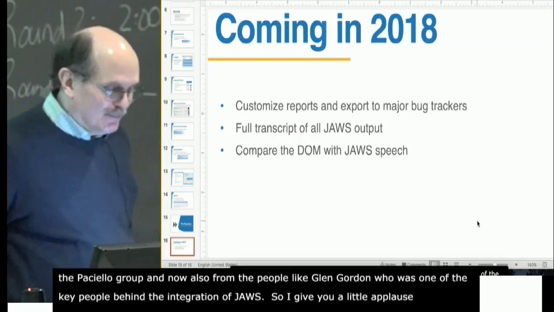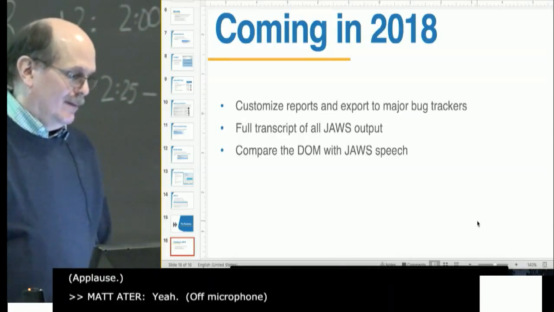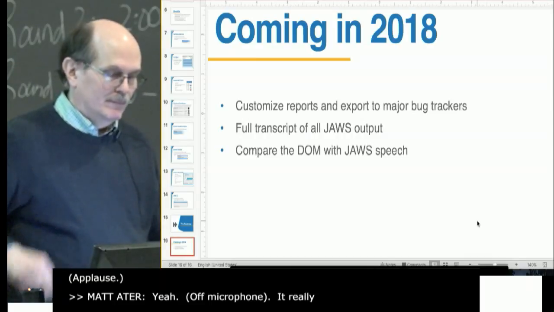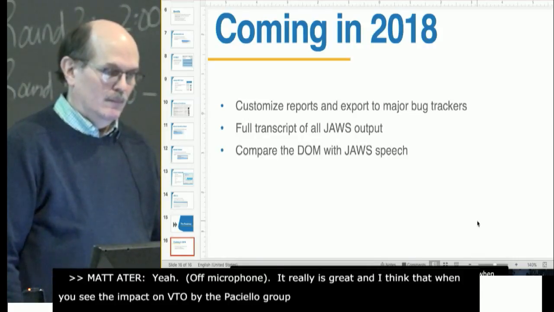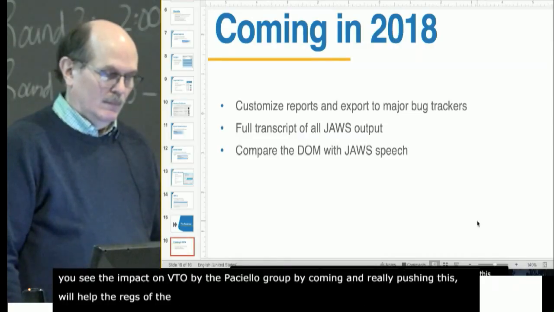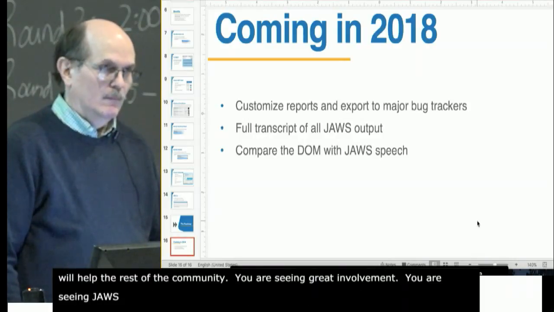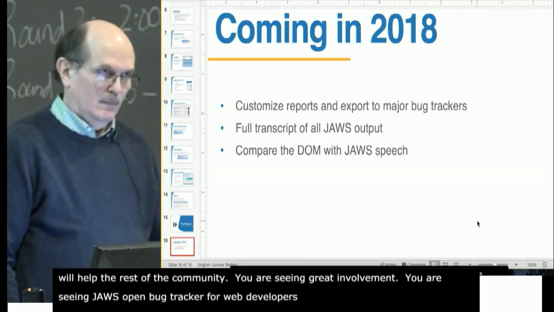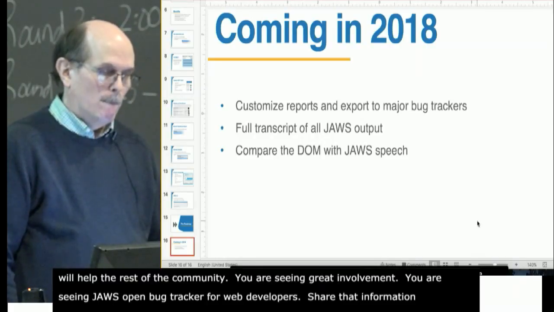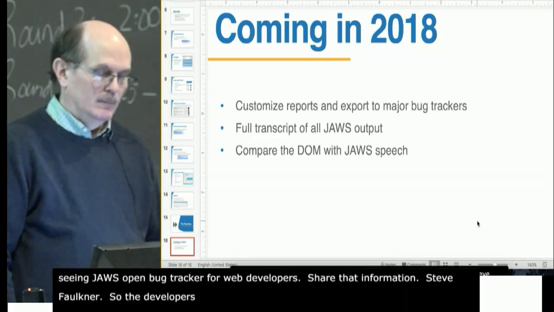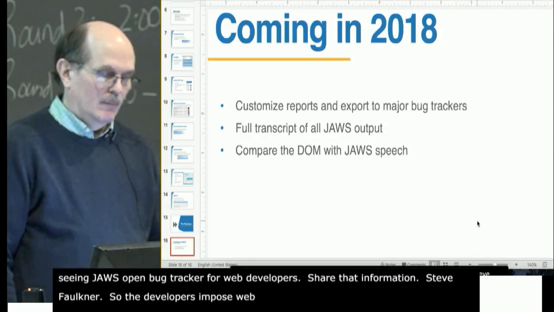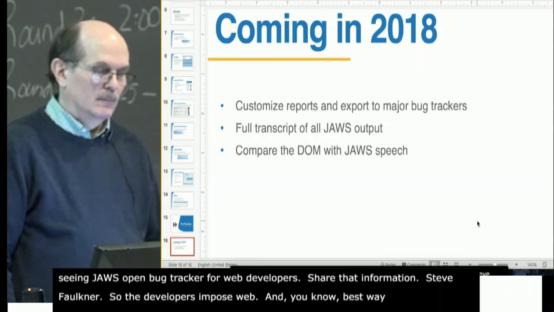Yeah, I appreciate that, Mark. It really is great, and I think that when you see the impact on VFO by the Paciello Group, by coming in and really pushing this, it will help the rest of the community. And so you're seeing great involvement. You see things like the JAWS Open Bug Tracker for web developers. If you're not familiar with that, you can share that information, Mark. I think that's fabulous stuff that Steve Faulkner did on the Paciello Group side, so that developers could post web bugs about these products. And the best way to do it is to have a community resource for this.